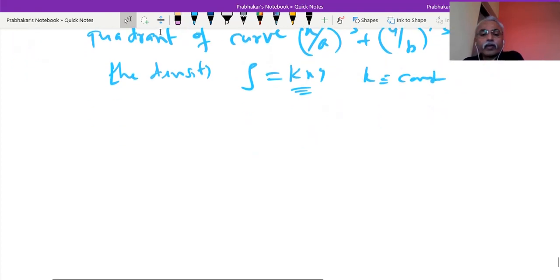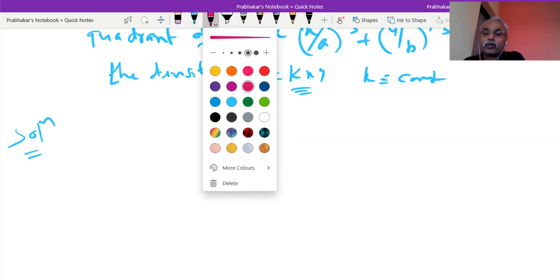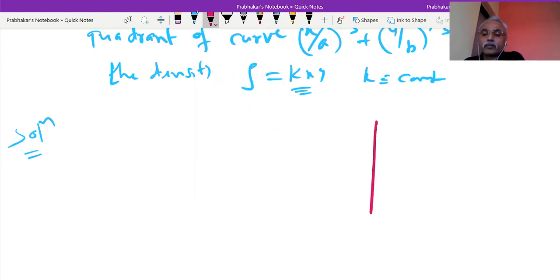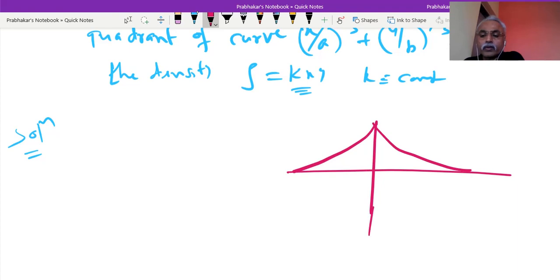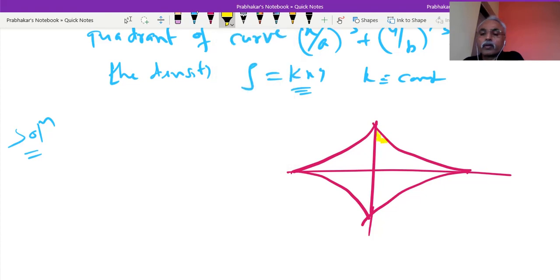First of all, in the solution part, always first draw the figure of whichever curve is given. You should be able to draw the figure, otherwise no use. Please, you have to practice that. So if I draw that figure, this becomes the asteroid. Same thing downwards. And in that, the first quadrant is taken. First quadrant means this part. This part.